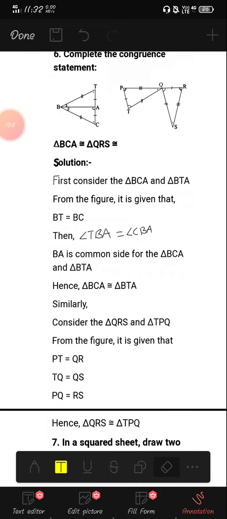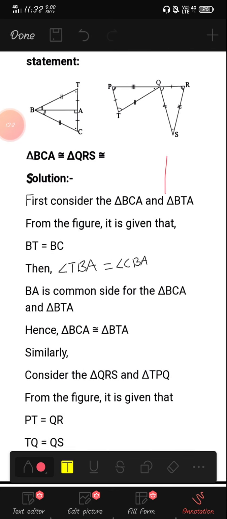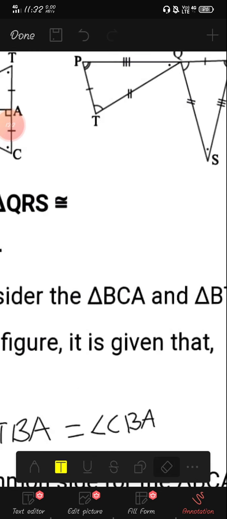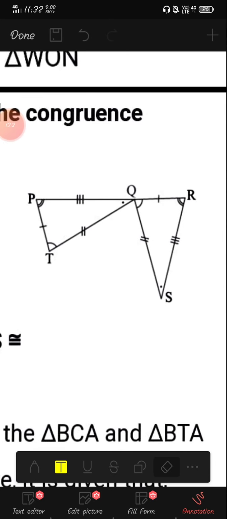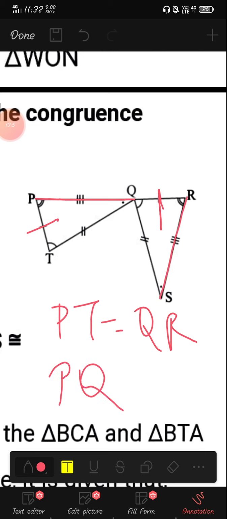Now moving on to the next part, consider triangle QRS and triangle TPQ. From the given figure we can see that, I show you in the figure, that PT is equal to QR, and PQ is equal to RS, it is given PQ is equal to RS, and line TQ is equal to QS.